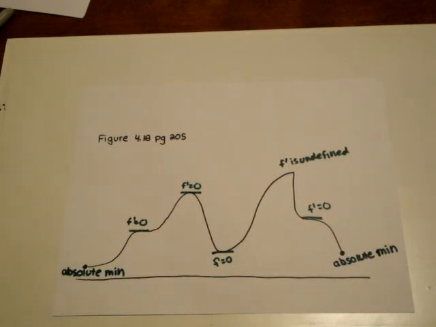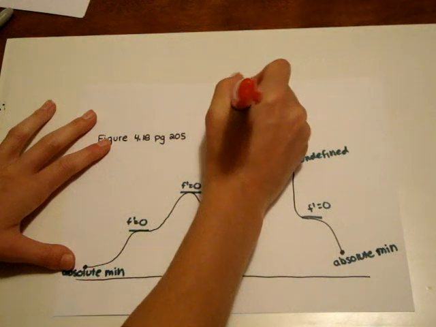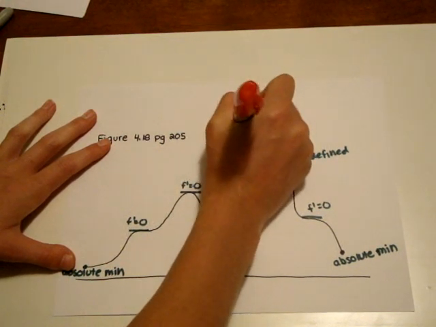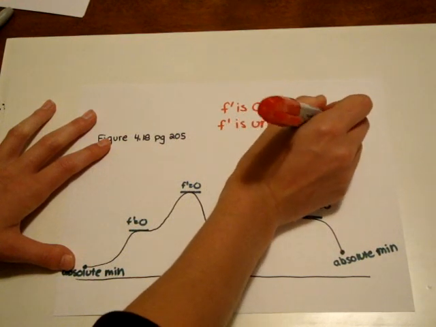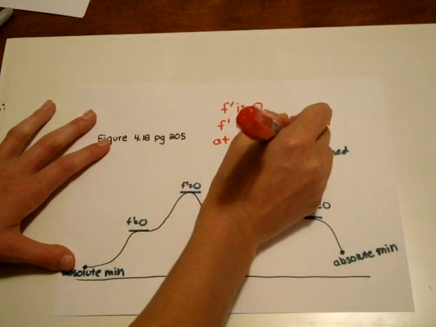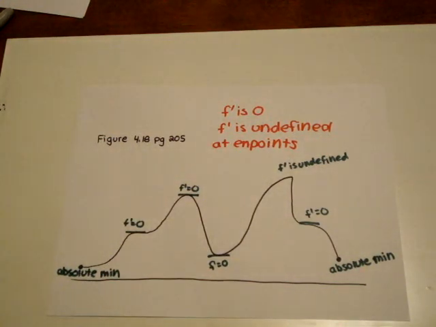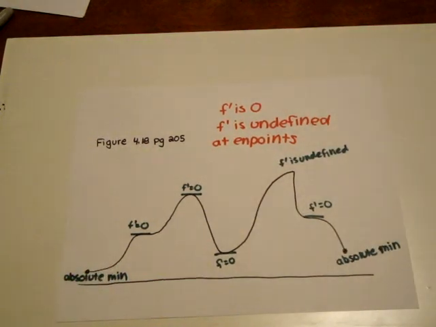So this brings up a very good point. We need to look for critical values, where f prime is 0, where f prime is undefined, and at endpoints. It's very important that we don't forget to look at all these different points, otherwise we might forget to find one of them.